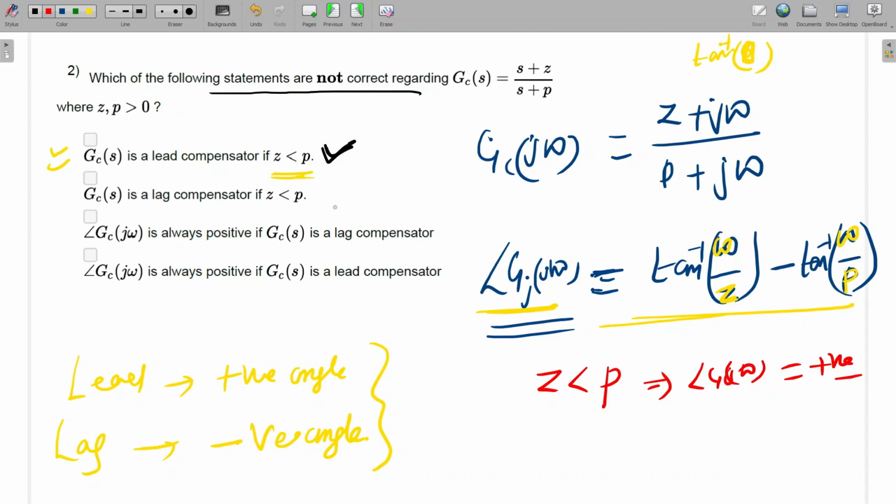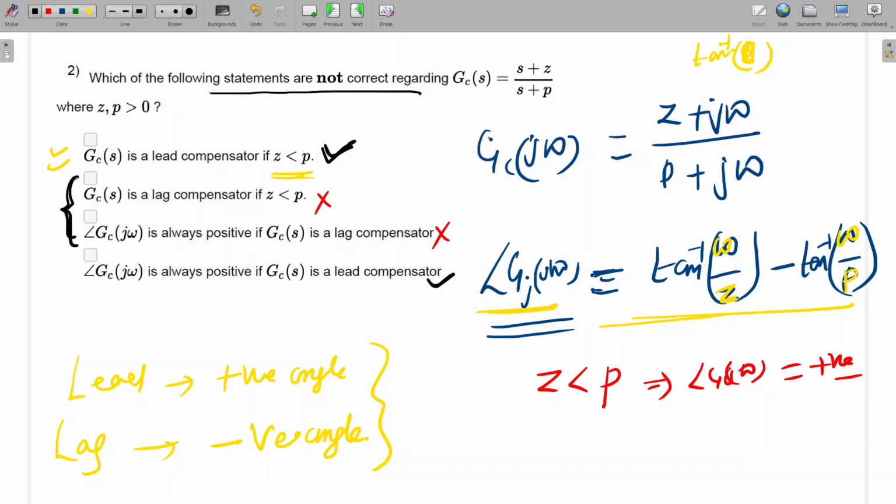This is incorrect. G j omega is always positive if GC is a lag compensator. Lag compensator means angle contribution will be negative. So this is incorrect. And this is correct. Since these two statements are correct, but it is asking which are not correct, so what will be the answer? This and these two options are not correct.